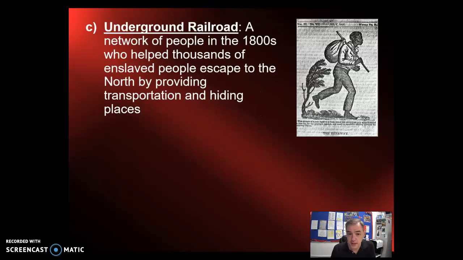Sometimes people felt extra legal means were necessary, and some abolitionists went so far as to support the Underground Railroad. It's a network of people in the 1800s that would help escaping slaves up to freedom in the North, or in some cases Canada. They would provide transportation, they would provide hiding places. So the abolition movement sometimes even went outside the law.